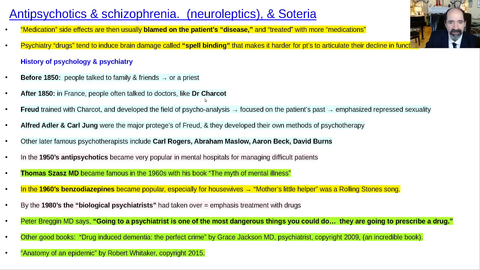Okay, medication side effects typically get blamed on the patient. Like the patient will have a side effect, and they go, oh, that's because of your mental illness. Let's treat that with more pills. That is a very common mistake that psychiatrists often make.